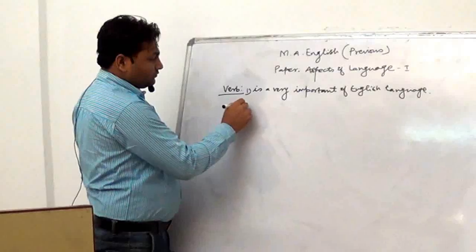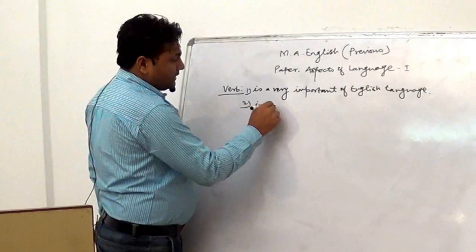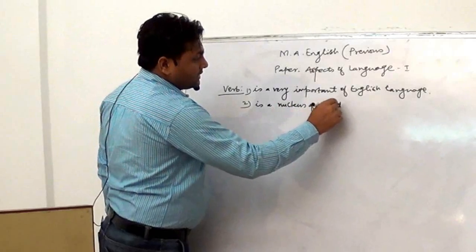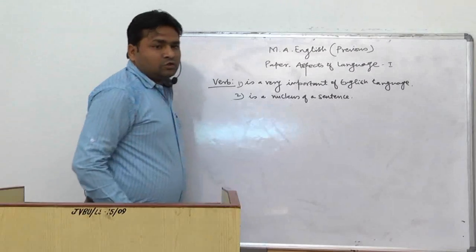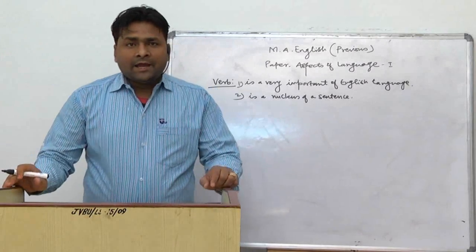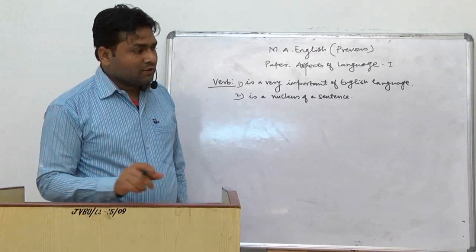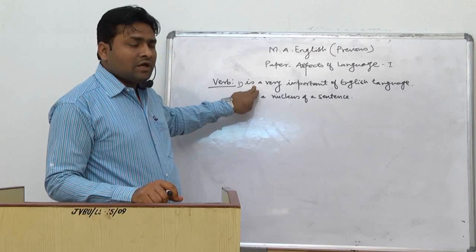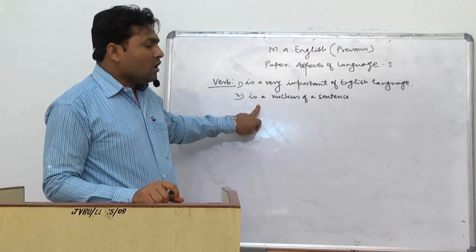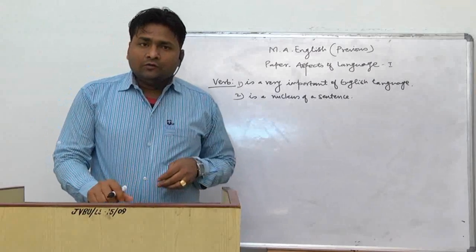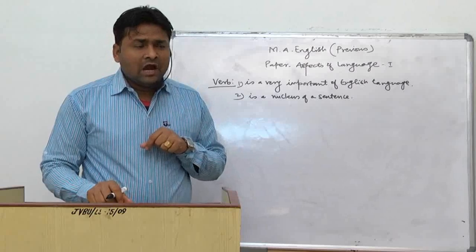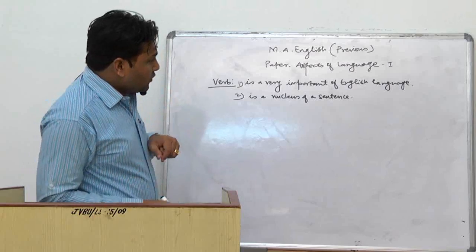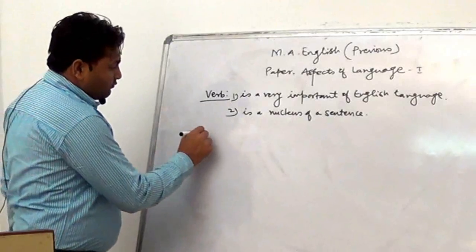Number two, it is the nucleus of a sentence. So these two things are very important while discussing the verb. Number one, verb is a very important aspect of the English language. Number two, it is the nucleus of a sentence. Now, we have to understand how we can use a verb. For that, we have to see these examples.